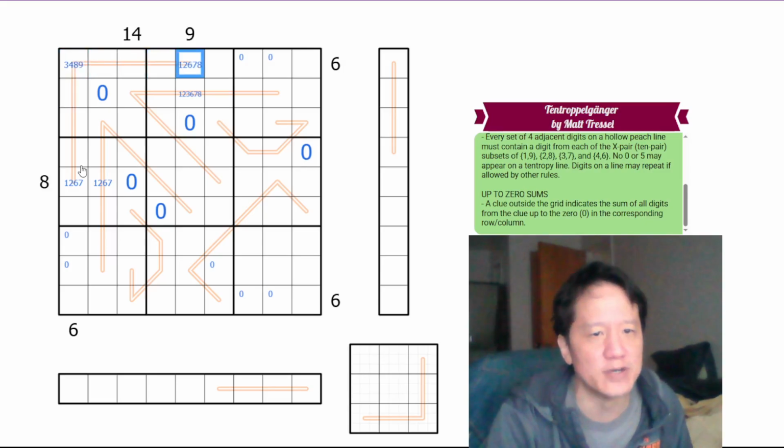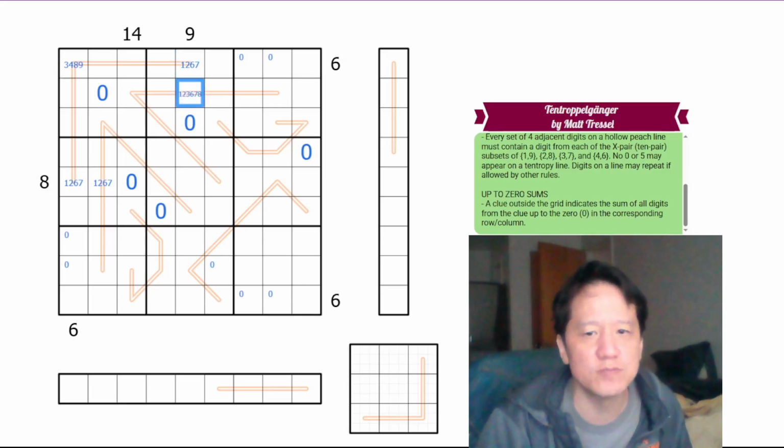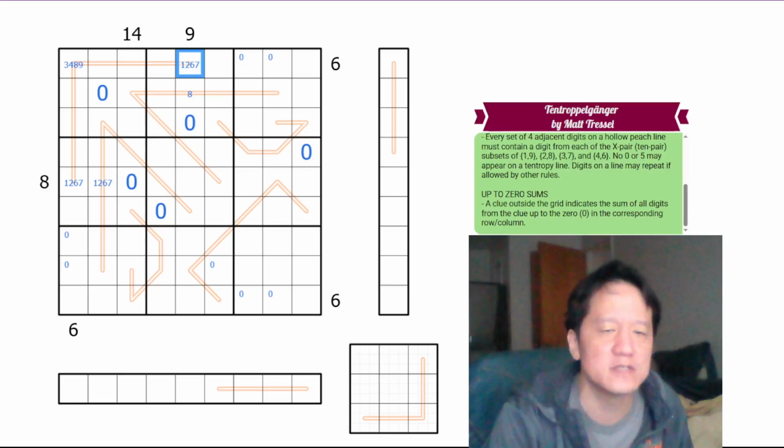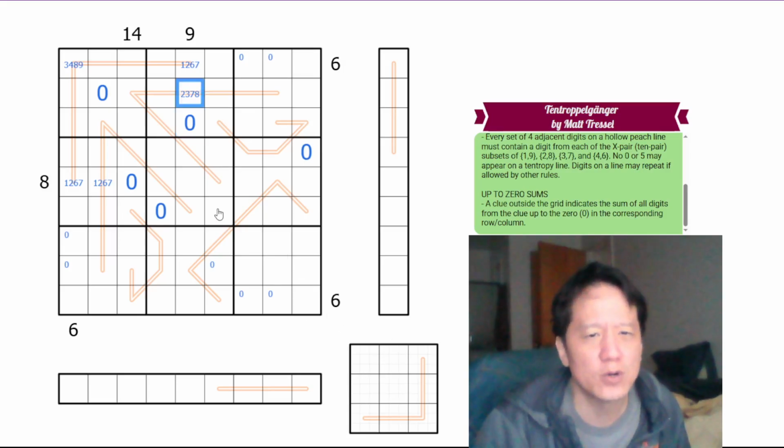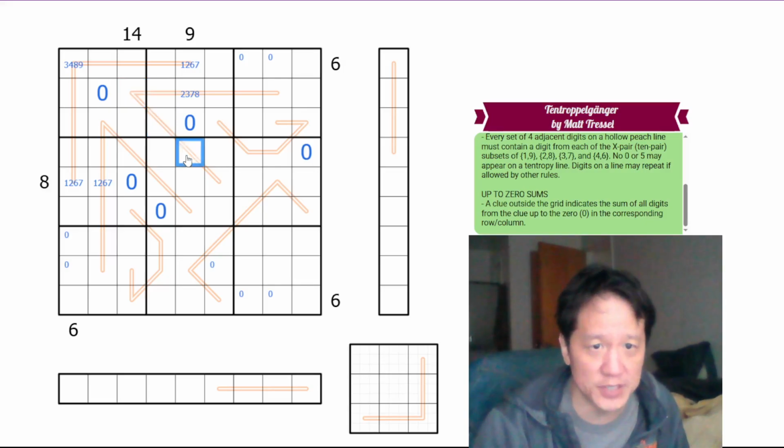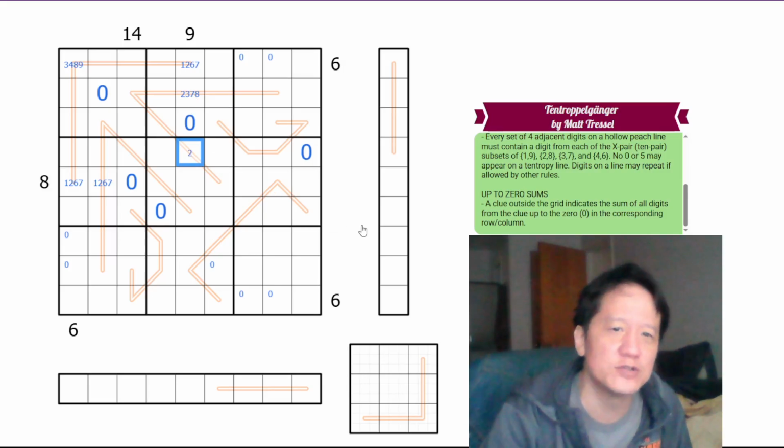So this also has to be 1, 2, 6, or 7. So if this is 1, this would be 8. If this is 2, this is 7. If this is 6, that's 3. If this is 7, that's 2. Okay. So 1, 2, 3, 4. This is the opposite. So this would have to be then 2, 8, or 3, 7.